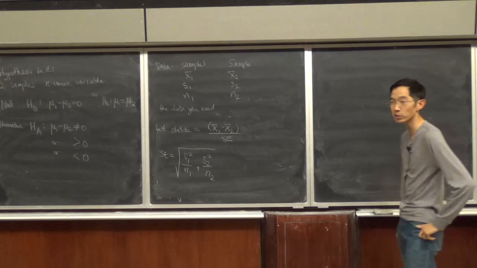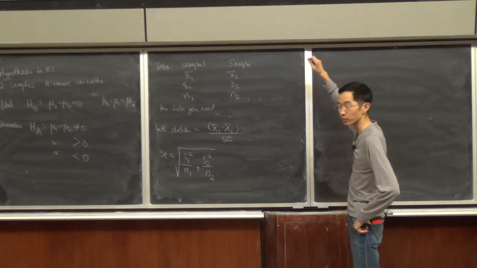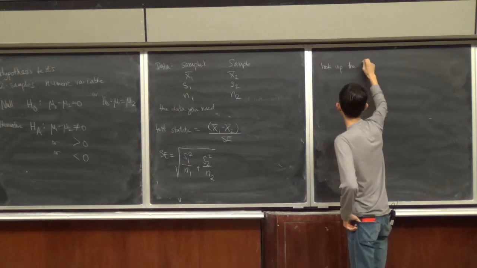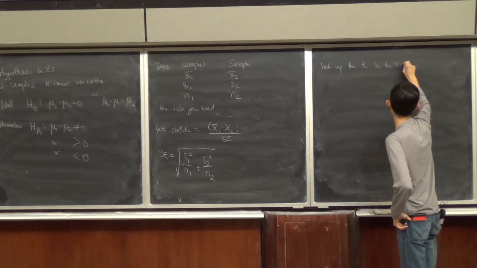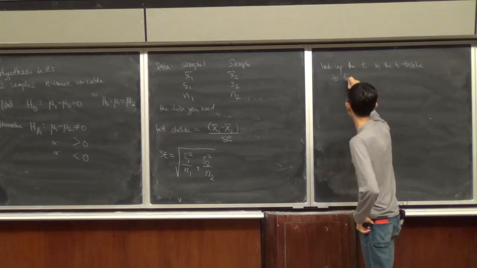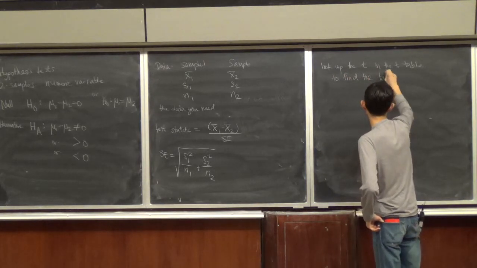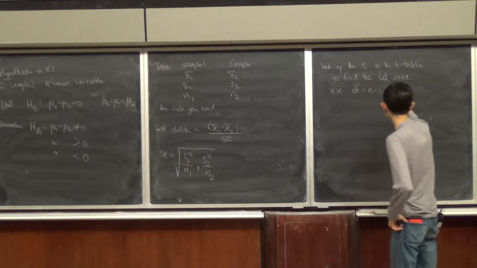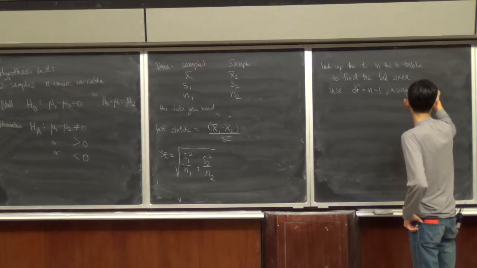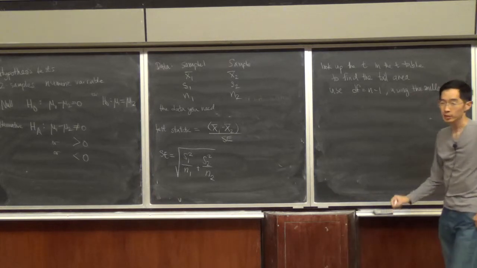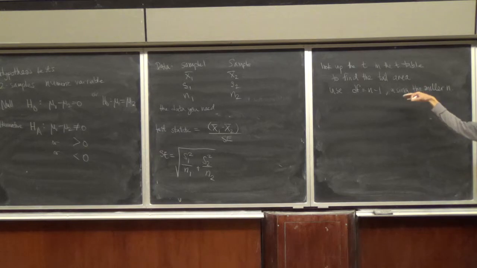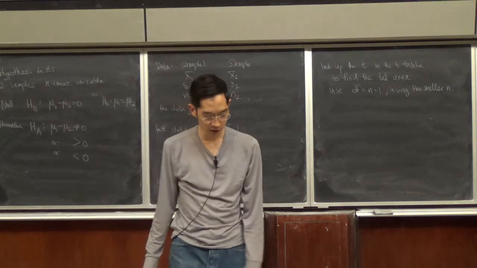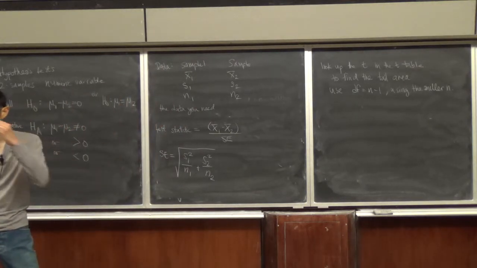All right, once you have your test statistic, what do we do next? We find the p-value. How do we do that? By first determining the tails, how many tails? Then we look up the t in the t-table to find the tail area. Use degrees of freedom equal to n minus 1 using the smaller n. By the way, this degrees of freedom is n minus 1. That is actually an approximation. There is a formula to get the true degrees of freedom, but it's rather complicated and tedious, so we just use n minus 1 as an approximation.